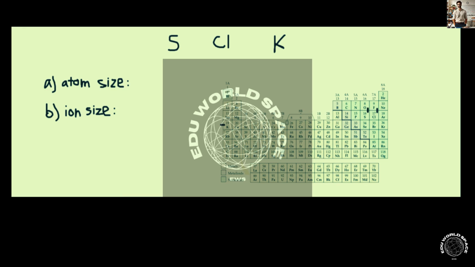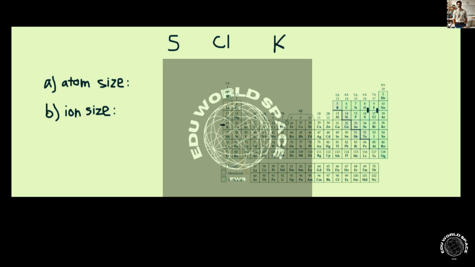And since potassium is in a whole other row from the first two atoms, from sulfur and chlorine, it has a whole extra shell of electrons, well, one electron in that shell, but because it's in a whole new shell, it's going to be much larger than the other atoms, so potassium's going to go last in this series.